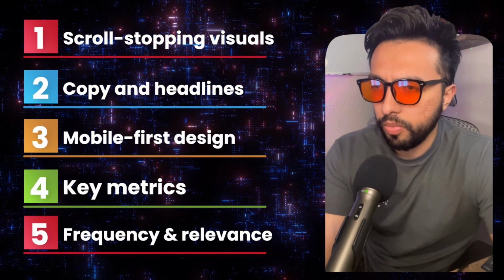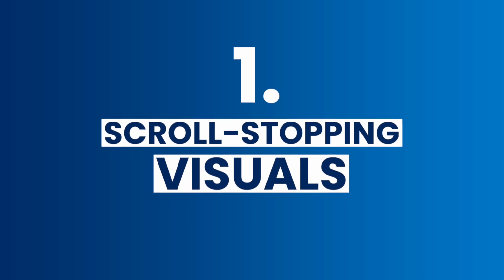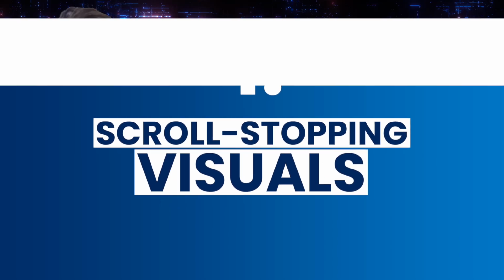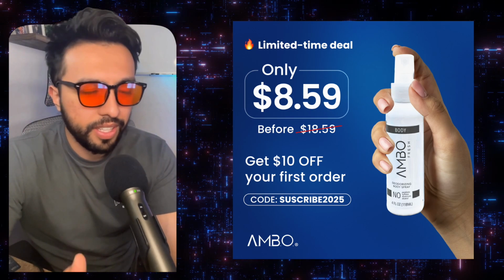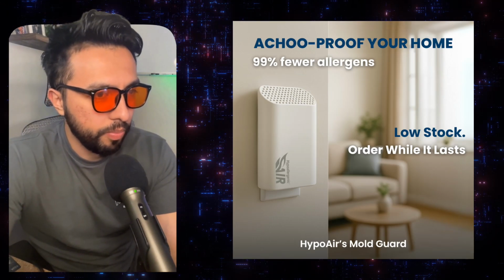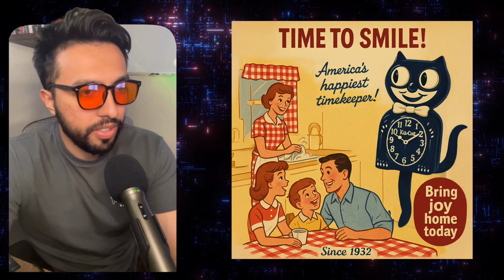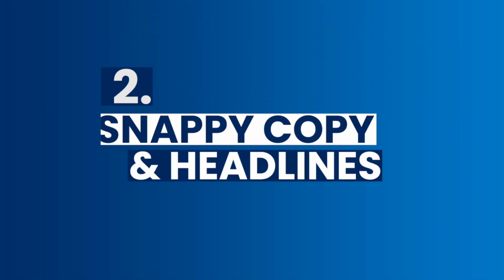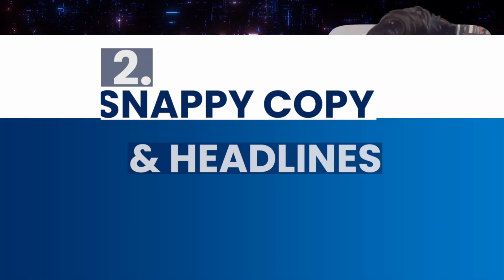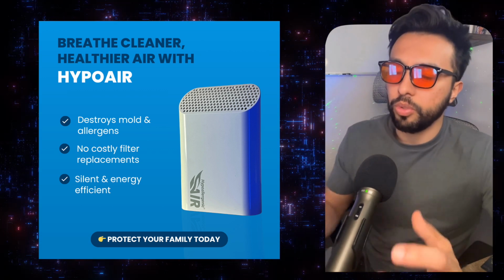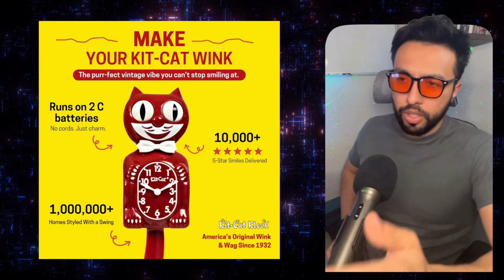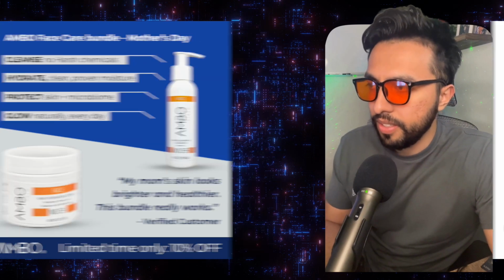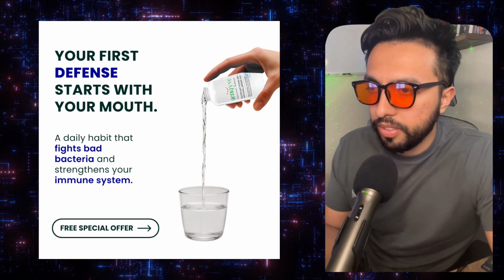Every winning static ad follows a 5-point formula. First, scroll stopping visuals. Your ad has exactly 3 seconds to grab attention. Look for bold color contrast, unexpected layouts, or perfectly composed product shots. Second, snappy copy and headlines. The best ads lead with benefit-driven headlines. Think less clever tagline, more here's what you'll get. Keep it punchy and make the value obvious.